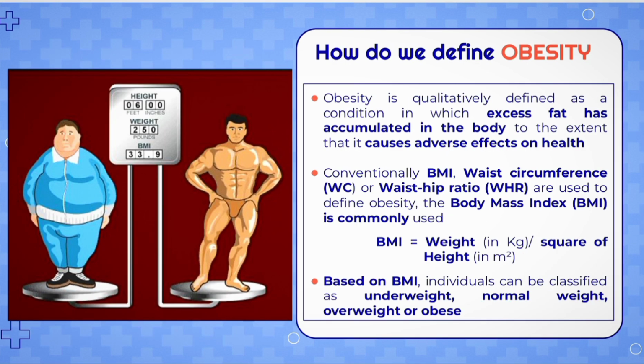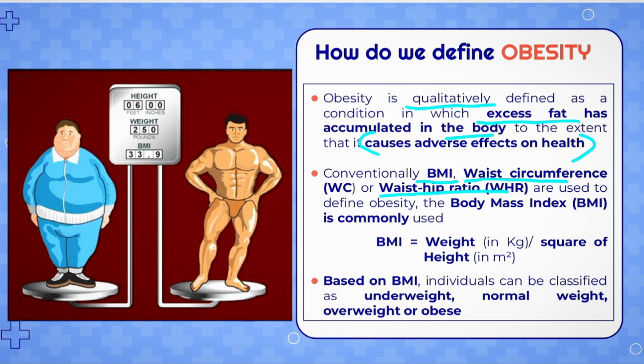So, how do we define obesity? Obesity is qualitatively defined as a condition in which excess fat has accumulated in the body to the extent that it causes adverse effects on health. Conventionally, obesity can be defined by the BMI, body mass index, waist circumference, or waist hip ratio.